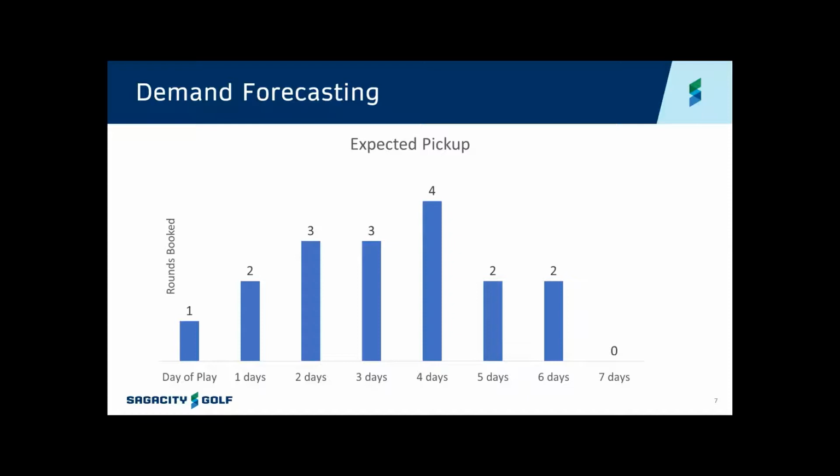But if you look at this expected pickup, each column, each bar in this chart represents how many rounds I expect to pick up X amount of days in advance. Now, think about this for a minute. This expected pickup calculation applies to every single hour on your tee sheet. So January 1 at 8 o'clock has a pickup curve, just like June 30th at 2 p.m. has an expected pickup. All of this is based on your historical performance at your golf course.